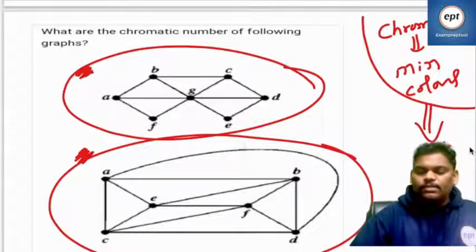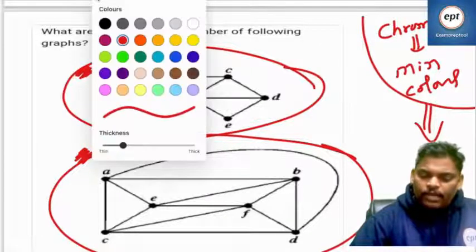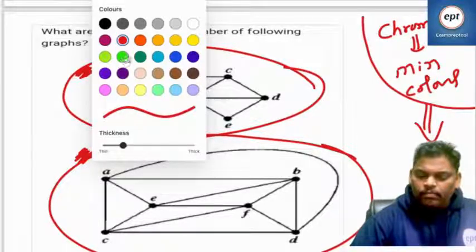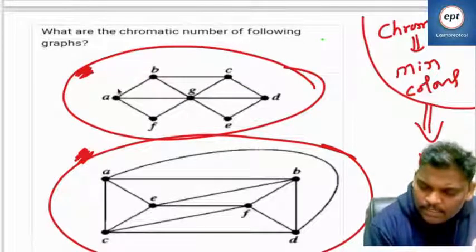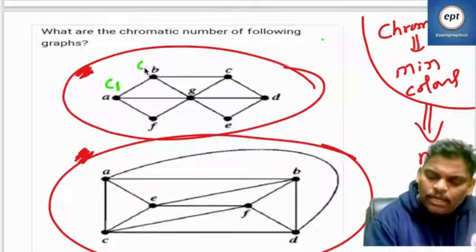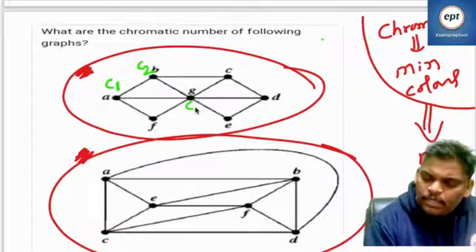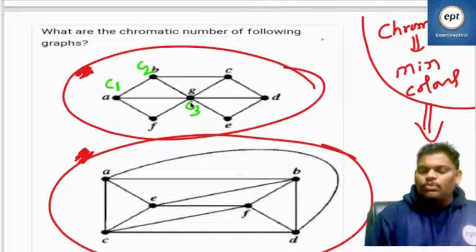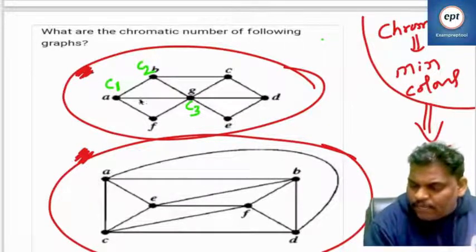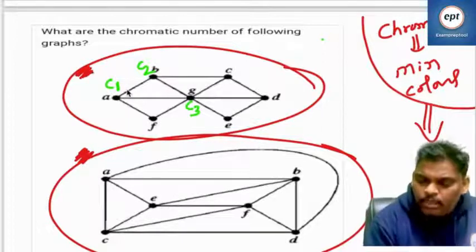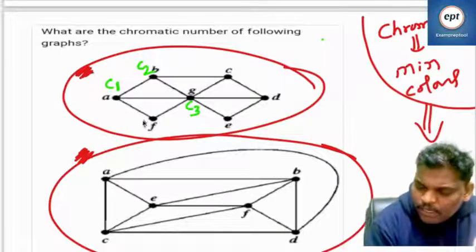Triangle will take 3 colors. Let me try this one. C1 color here, C2 color here, C3 color here. There is no algorithm, manual checking only. So C1, C2, C3, because the triangle will take 3 colors, fine. Right? Let me be careful and give the answer.